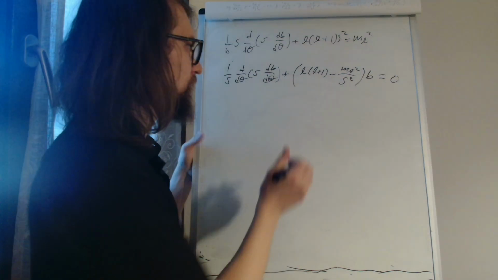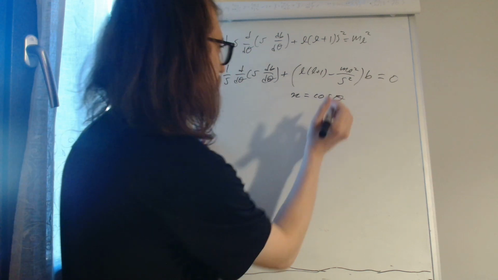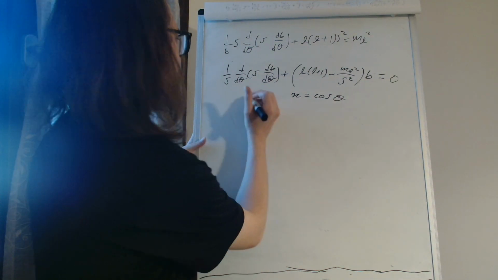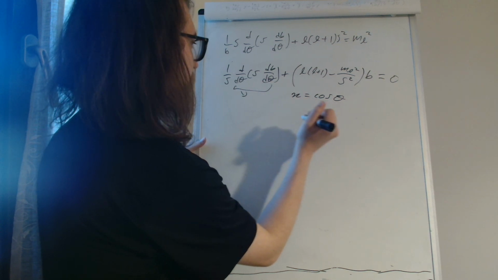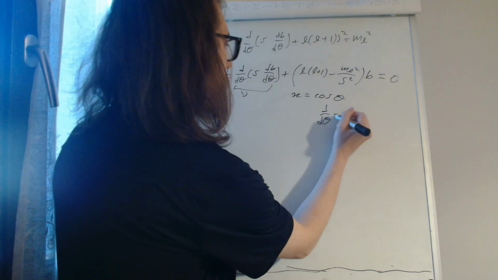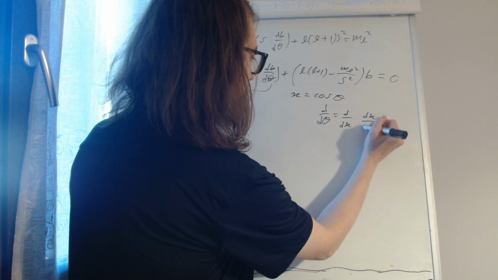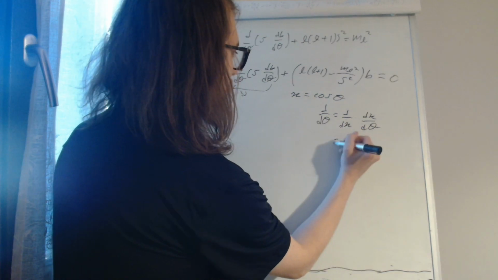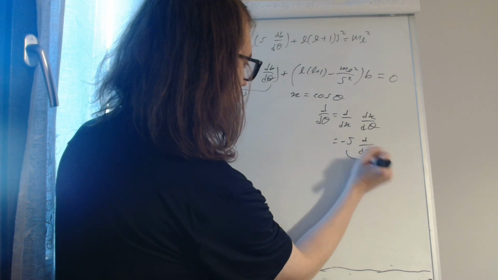Now I do a change of variable, x equals cosine of theta, and so I get, when I do this derivative, where the differential dθ is the differential dx times the derivative of x with respect to theta, which is minus sine of theta. So I get this instead of this.